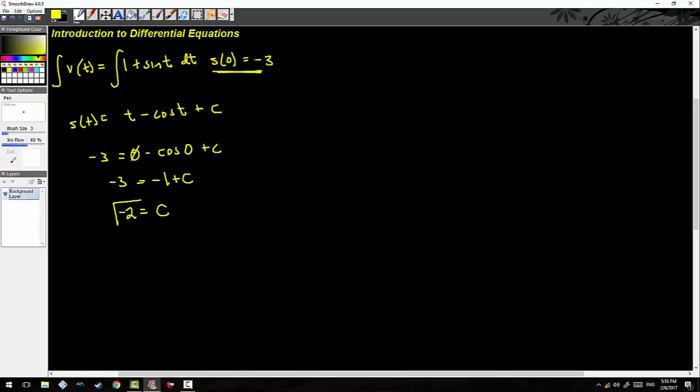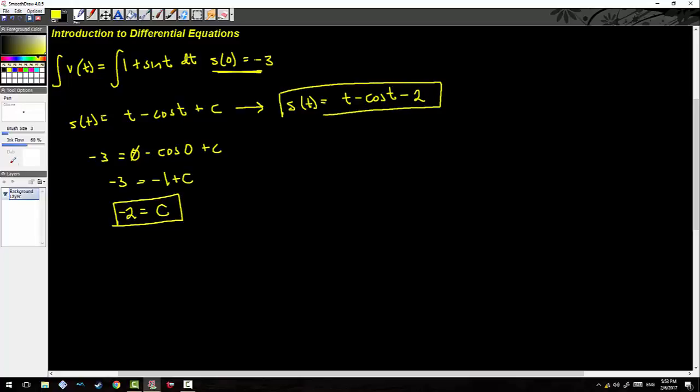And so how does that help me? Well, it helps me because now this function can be considered s of t being a complete and, otherwise fully completed position function. So what we get is t minus cos t minus 2. Not plus c anymore, but rather minus 2. And that is the formula for the position that passes through this point. So relatively doable stuff. That's what's known as an initial value problem.